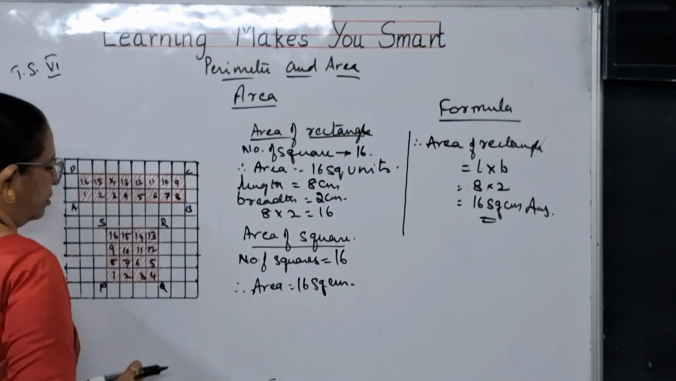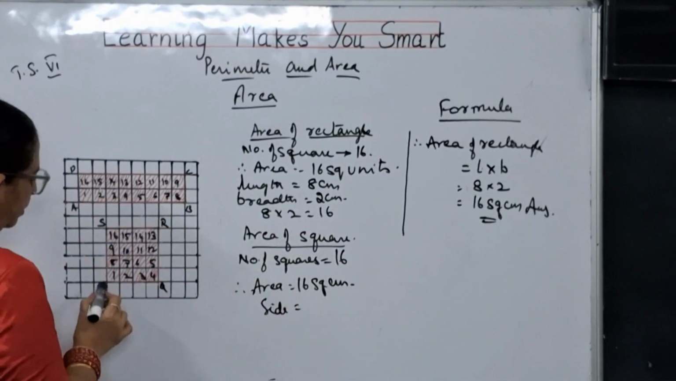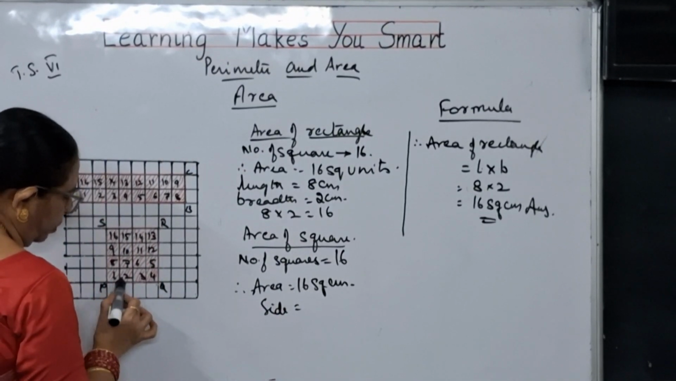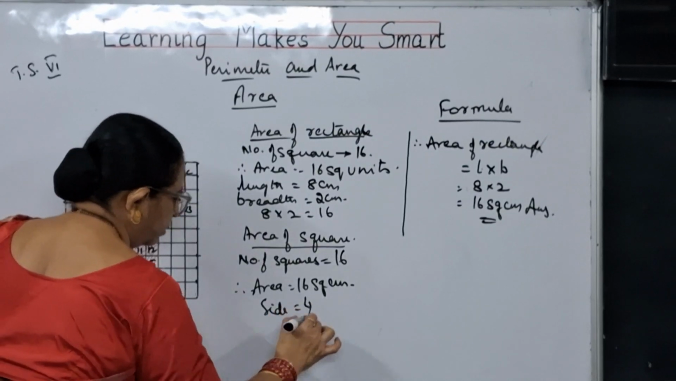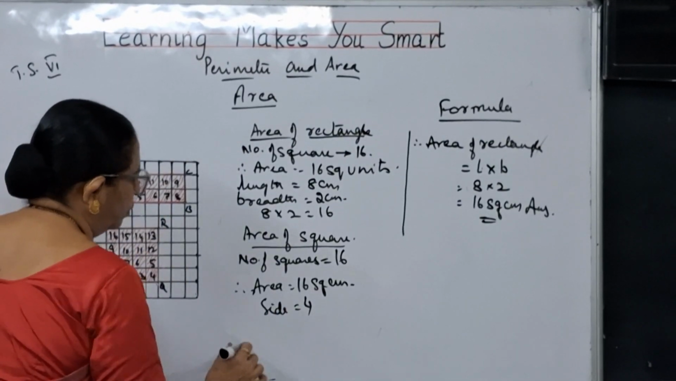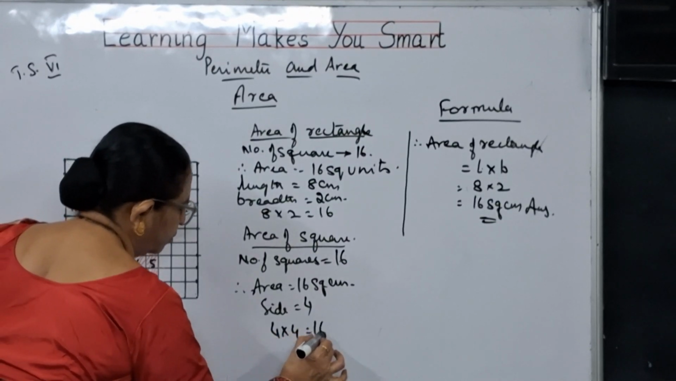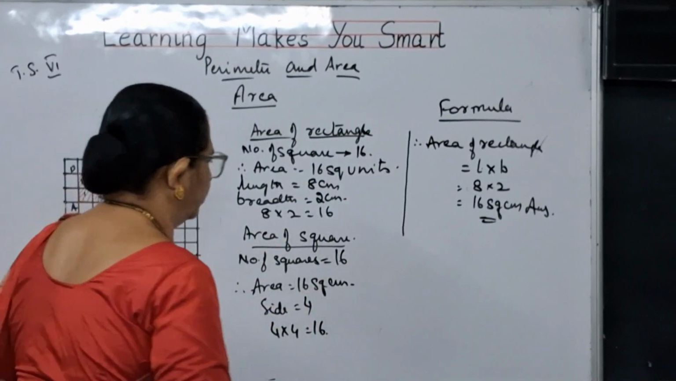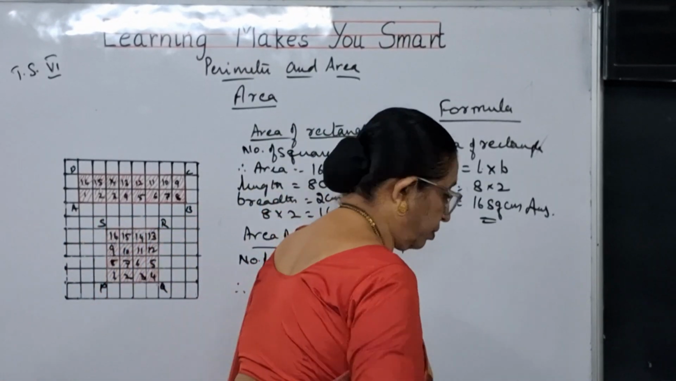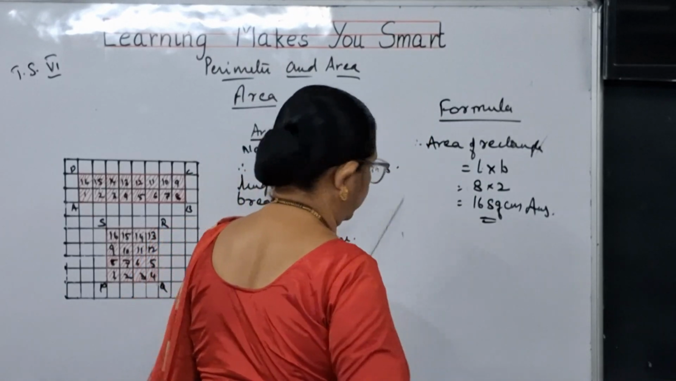So how are you getting 16? See, each side of the square, how many squares are there inside? This is one side. Side is 1, 2, 3, 4 are there. Again, this side 1, 2, 3, 4. So how are you getting 4 into 4 is also 16. Therefore, we can find out area of rectangle, we have done.